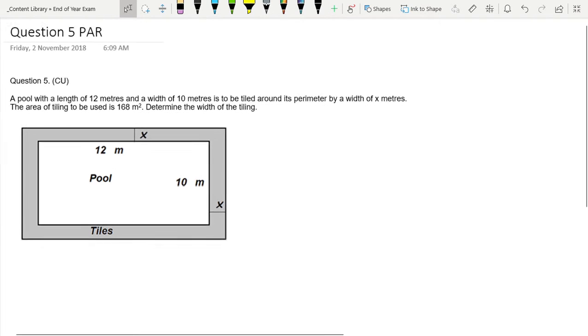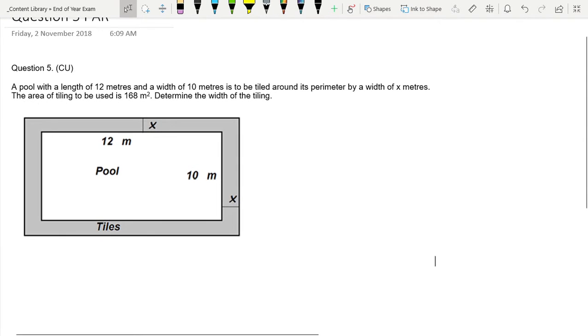Okay, so with this question, this is the most complicated question of the lot, and it says a pool with a length of 12 metres and a width of 10 metres is to be tiled around its perimeter by a width of x metres. The area of tiling to be used is 168 square metres.